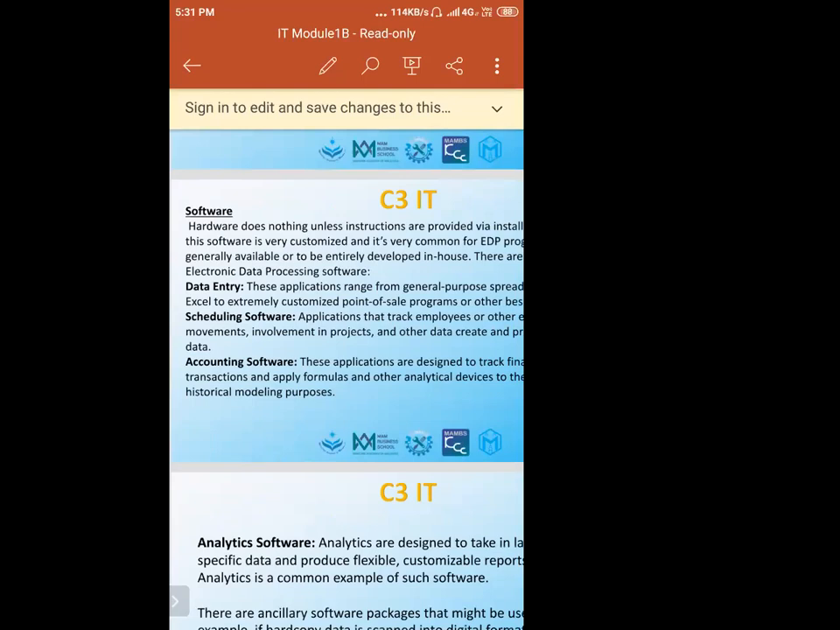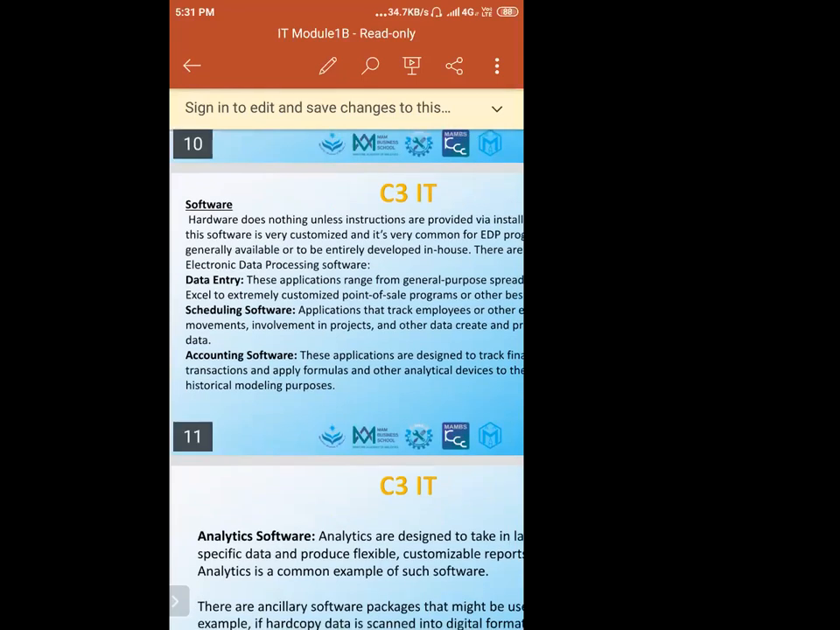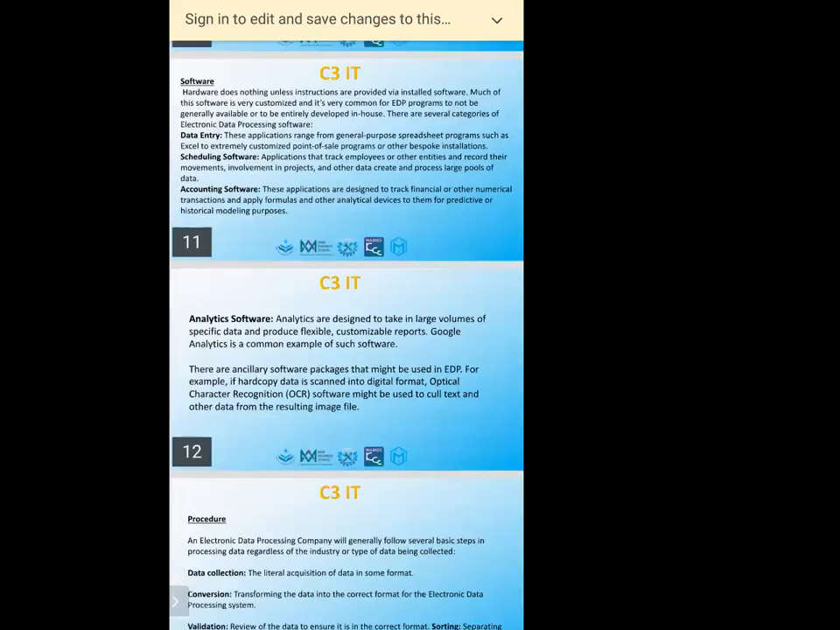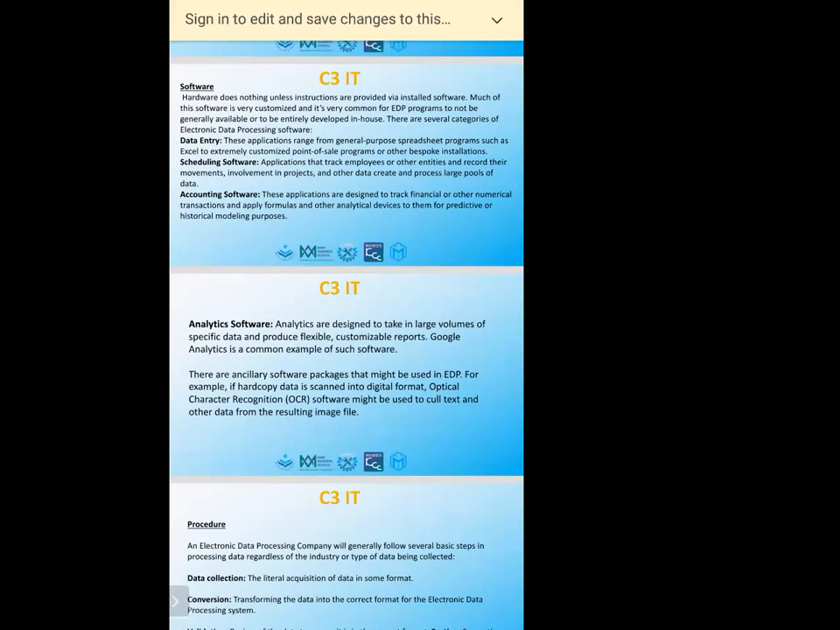What are the software types? Data entry software, scheduling software, accounting software, then analysis software. Using this software, you can analyze. Analysis software is designed to take a large volume of specific data to produce flexible and customized reports. So that is, we can analyze using data. You can analyze your data. That is called analysis software.